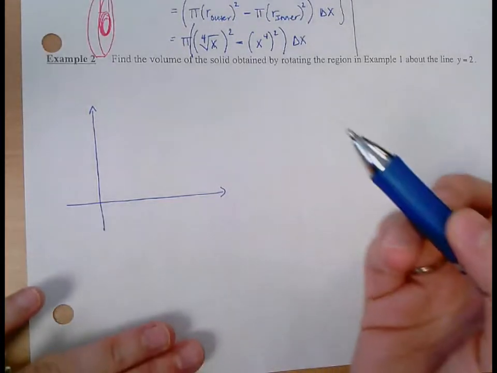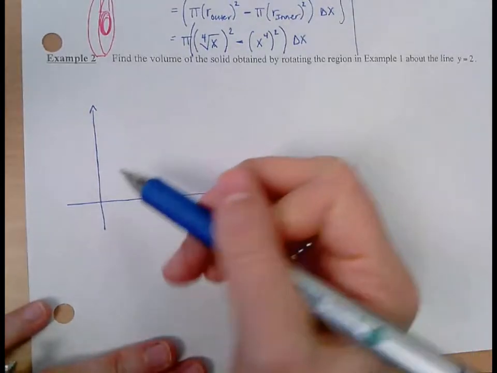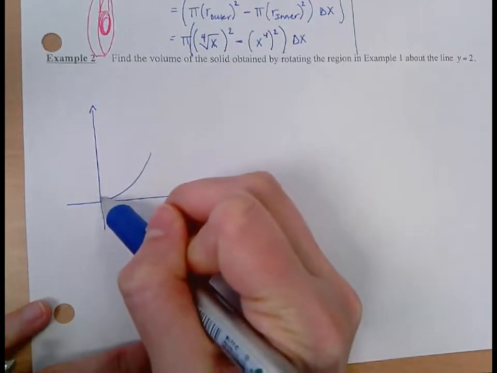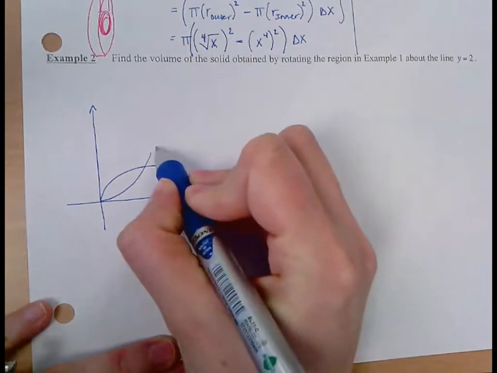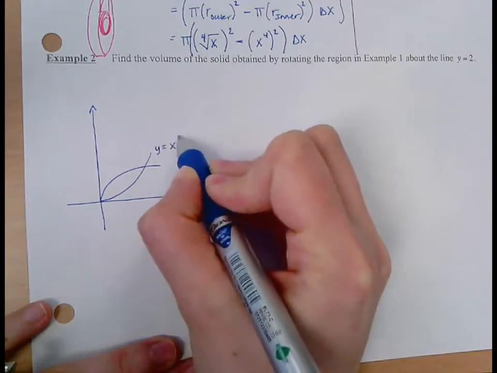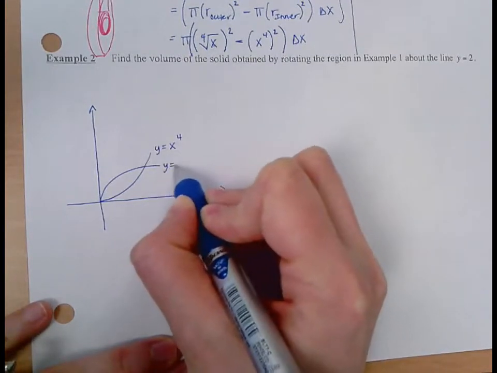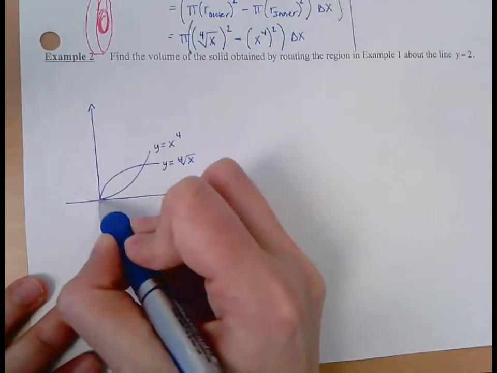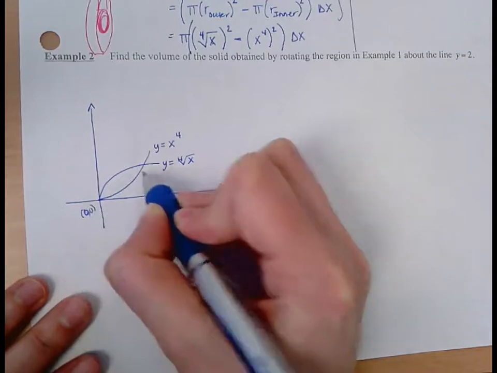So that same region. I'm just going to label these again. This was x to the 4th. This was the 4th root of x. And it was still, I'll label the intersections.